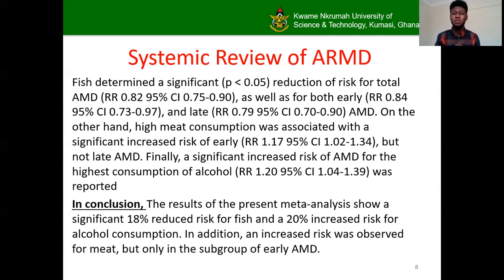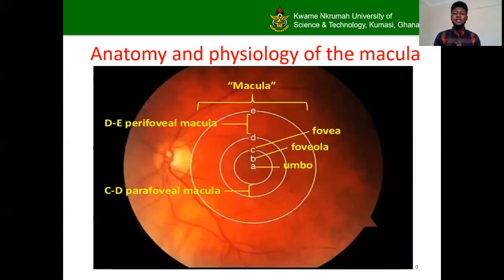So this is a very simple systematic review that was undertaken by a couple of people relating to the food groups and all that. A systematic review goes through the literature and should be an evidence-based analysis. Now, anatomy and physiology of the macula. Since we are talking about macular degeneration, we need to understand the macula and know where it's located, so that if there are any symptoms, you're able to diagnose that indeed it is as a result of the macula deteriorating.